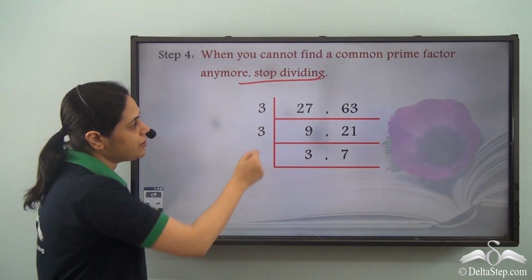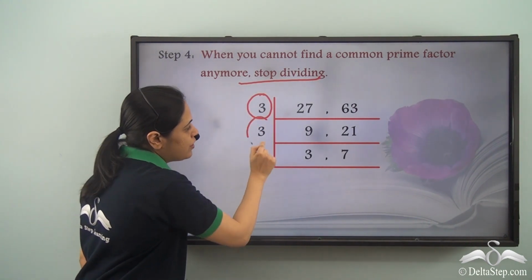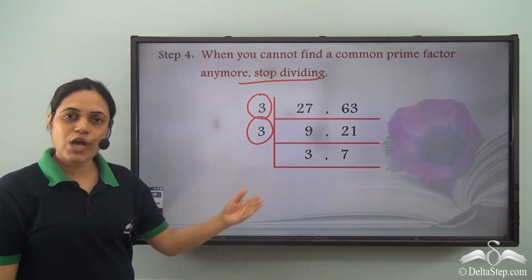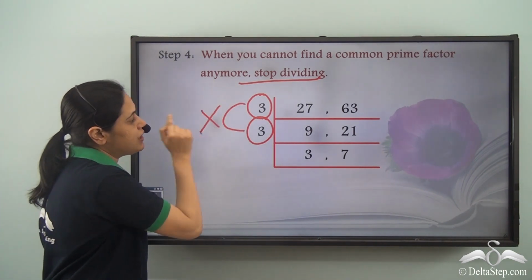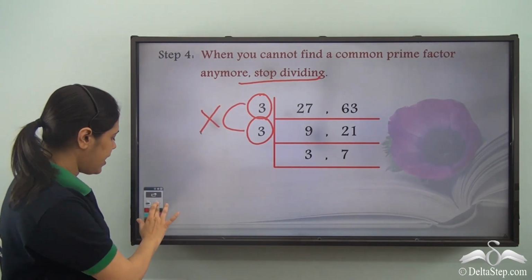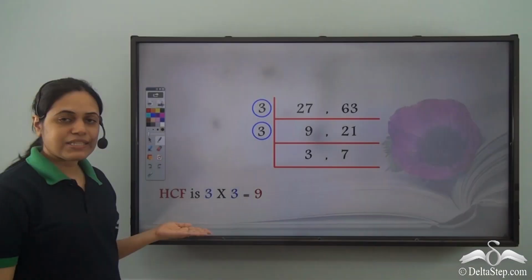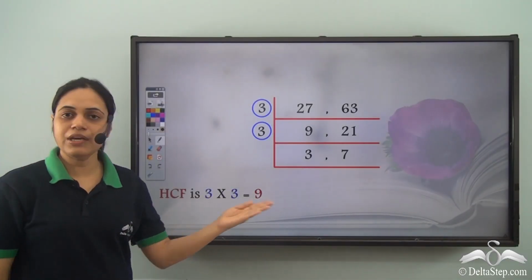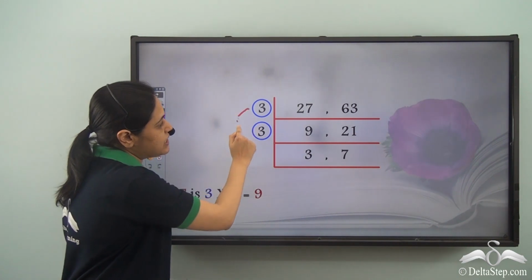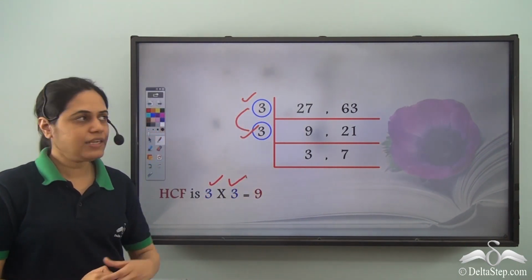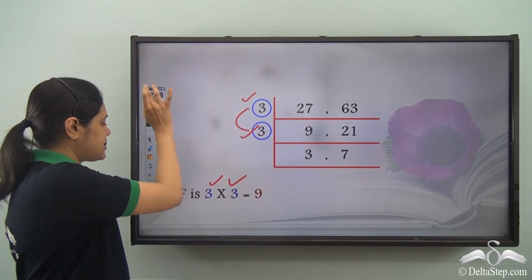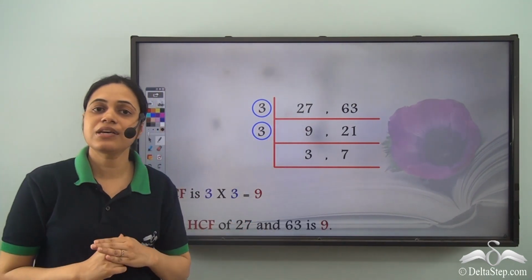Now what do I have here? I have 3 and another 3. So I have 2 3s. Now I can multiply these 2 3s to get the HCF. So HCF is 3 into 3, that is 9. So I multiply these two to get the HCF 9. So the HCF of 27 and 63 is 9.